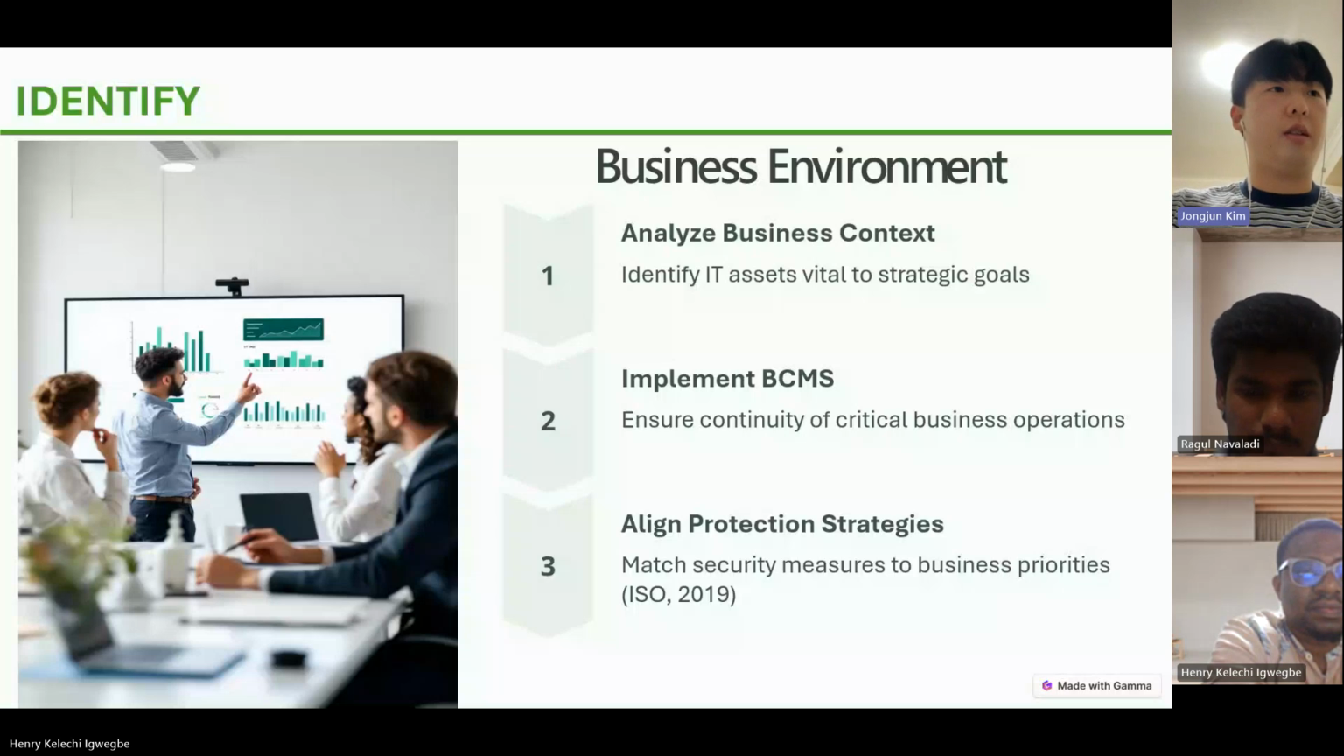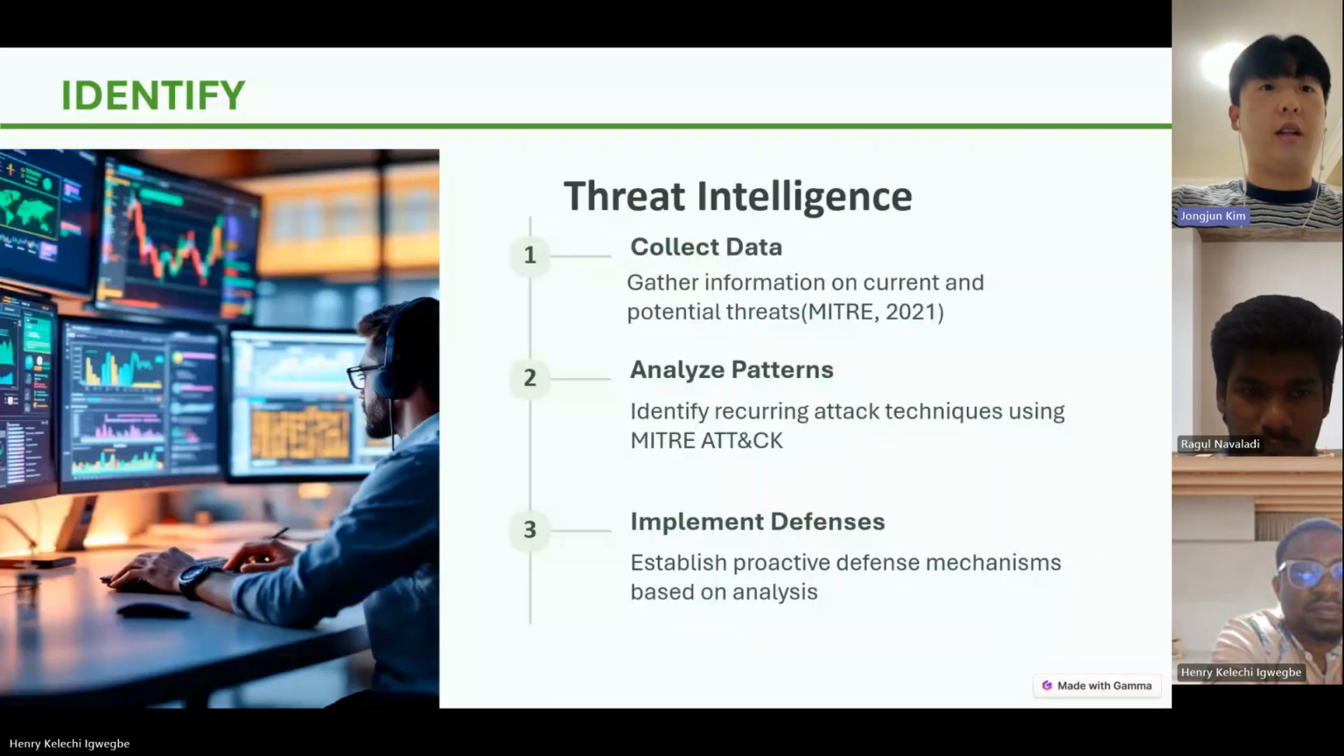The final strategy within identify is threat intelligence. The MITRE ATT&CK framework systematically describes various attack techniques and threat vectors, enabling organizations to develop proactive defense strategies. For instance, an organization experienced limited ransomware attacks, analyzed these patterns and strengthened its preventive measures. MITRE 2021 reports that organizations utilizing ATT&CK improved their threat detection capabilities by over 30%.